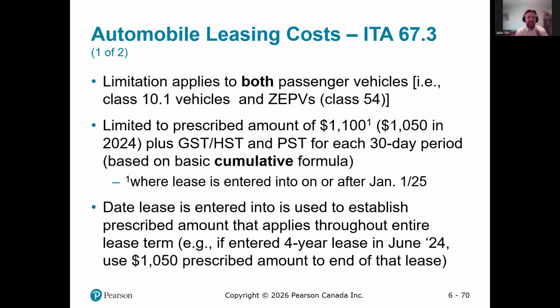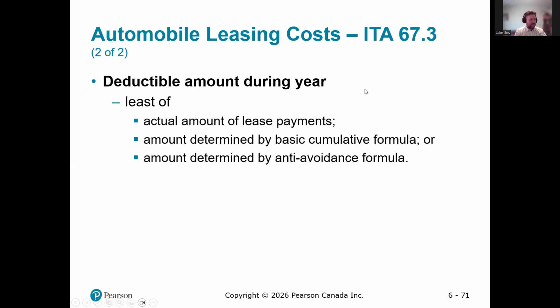So if I have a lease that I started a few years ago, even though that lease payment might be $1,000 within the threshold of this year, it's limited to that $900 from when I entered the lease. So the date the lease is entered into is used to establish the prescribed amount that applies to that lease for its entire term. So right now it's $1,100. The deductible amount of the lease is the smallest of three calculations. The actual amount paid, the amount determined by the basic cumulative formula.